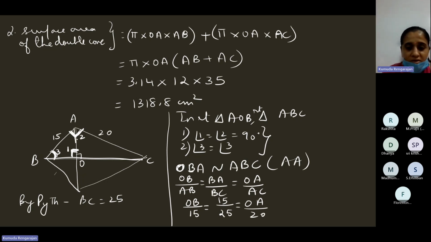So using this proportion, you can find OA, correct? Which is the radius of the two cones. And you can find OB, which is the height of the small cone, and 25 minus the height of the small cone is the height of the big cone. So you can find all the parameters, the radius and height. Slant height we already know: 15 is the slant height of the small cone, and 20 is the slant height of the big cone. What we need to know is the radius of the two cones, which is the same, and the heights of the two cones, which are different.